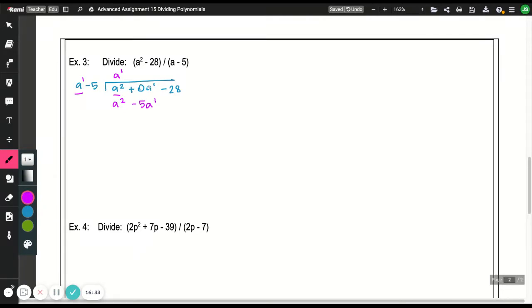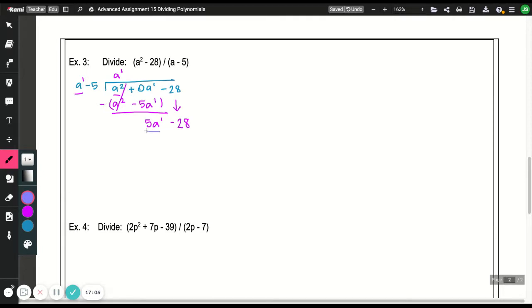So see how I needed that 0 in there so that I had something to line it up under so that I can subtract. Because our next step is to subtract. A squared minus a squared is 0. This is going to be minus negative, right? So when we subtract a negative, that turns to plus or adding. So I get 0 plus 5a is 5a. And then bring down the negative 28 or minus 28.